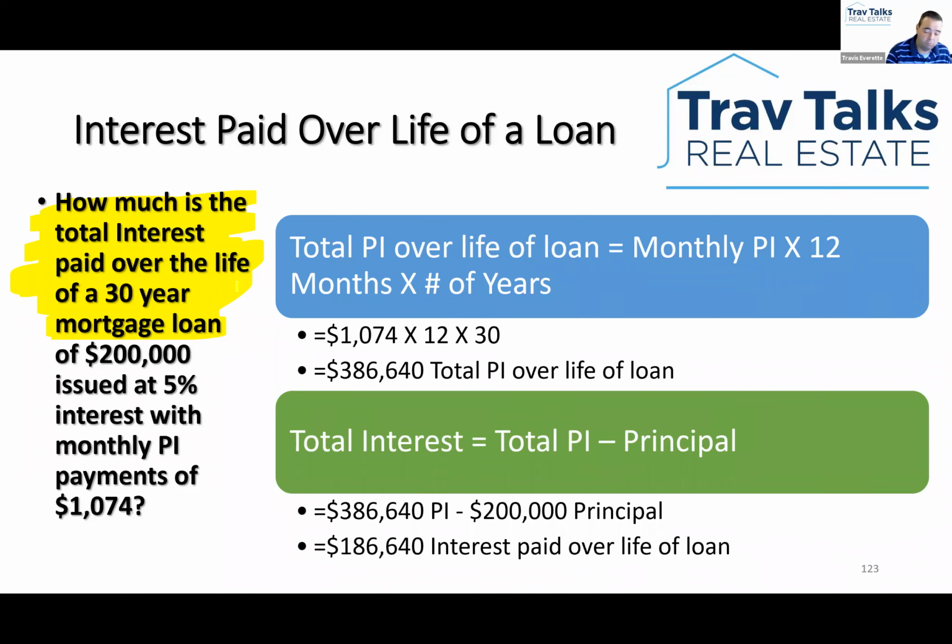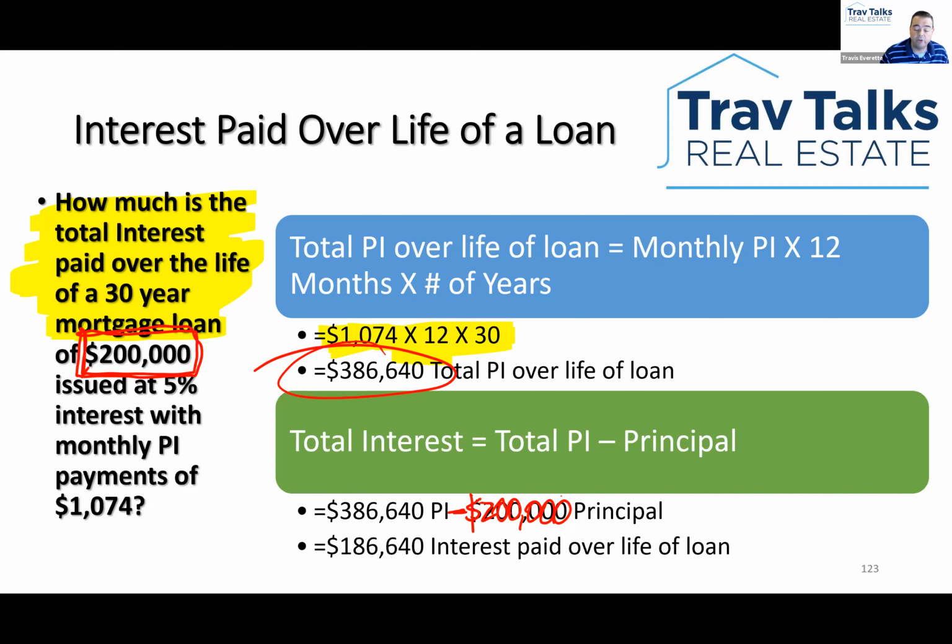So that same loan, there's our 1,074 a month times 12 months a year times 30 years. Is everybody still good on how we came up with the 386,640? Everybody all right with that? Good. Now, of that 386,640, $200,000 of it was borrowed money. They told us that. We can just subtract that out, because that's not interest, that's borrowed money.